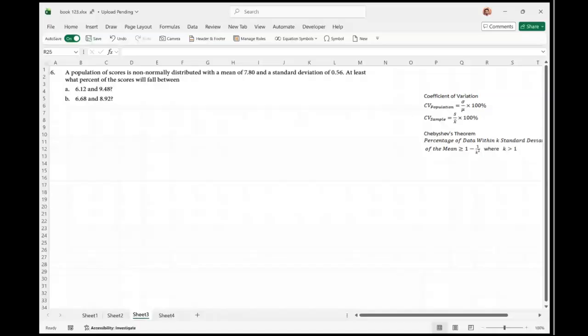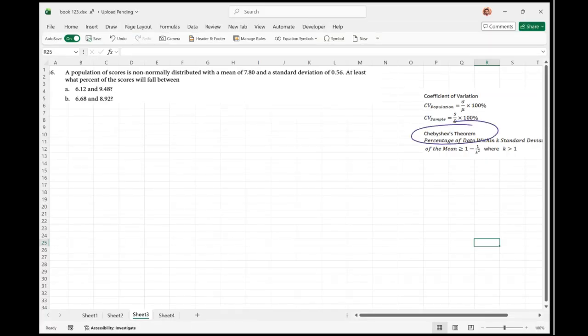Welcome back, folks. In this video, I'm going to talk about the Chebyshev theorem. The Chebyshev theorem is used when the data is not normally distributed. So what is non-normally distributed data? Normally distributed data looks something like this, a bell-shaped curve.